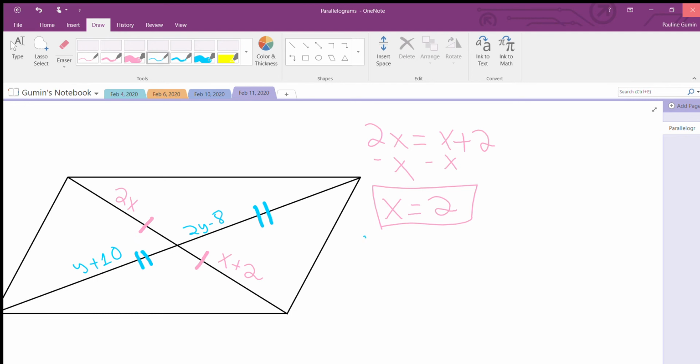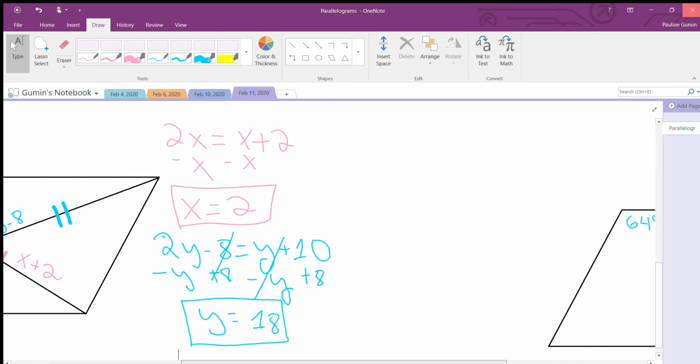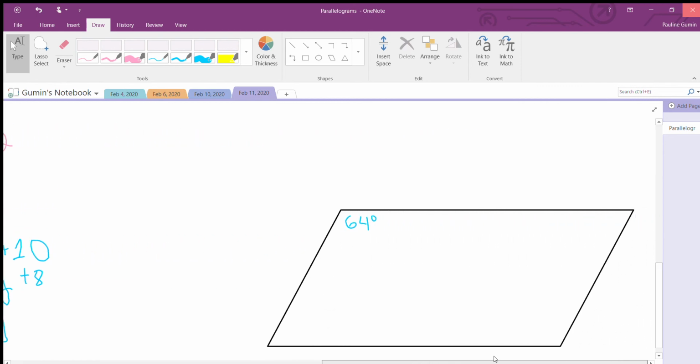I can do the same to find y. 2y minus 8 equals y plus 10. I'm going to solve this by subtracting y and adding 8. And I get that y equals 18. And that's it. Let's see what else I'd like to apply our parallelogram properties to.